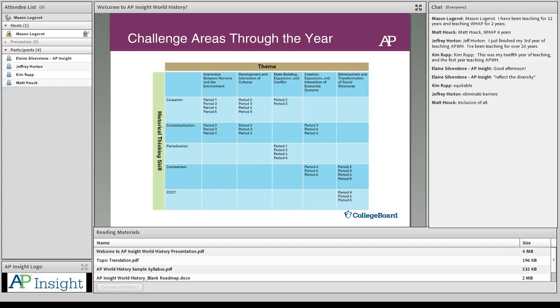Again, take a look at it this way. It's just a different way to look at it by theme and historical thinking skill, and then the periods listed there. And notice again, nearly every theme is hit on in every single time period.